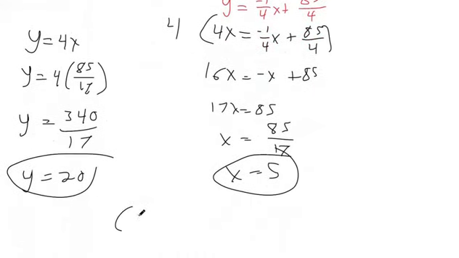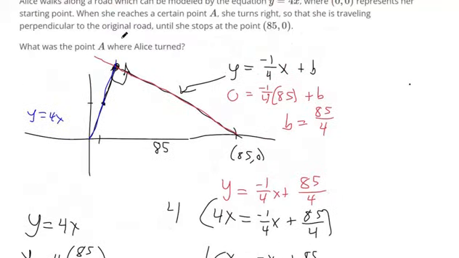So we got the point. They cross at 5, 20. The red line, the blue line cross at 5, 20. So that's the answer they're looking for.